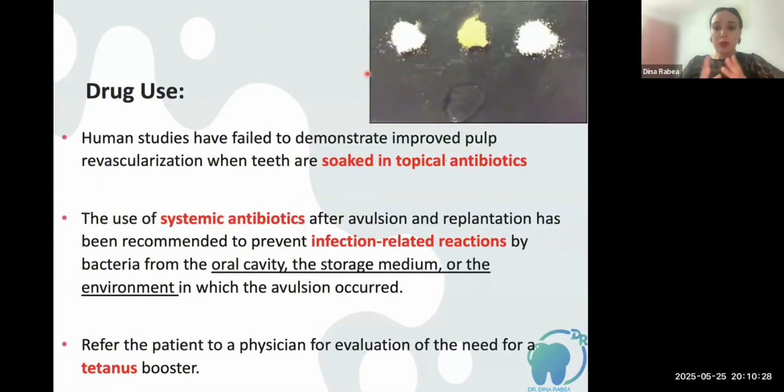Of course, the storage media won't be sterile. So upon the clinical expertise, if you need to use a systemic antibiotic after avulsions, do. According to the guidelines, it's safe to do. And of course, again, refer the patient for the tetanus booster evaluation in case avulsion happens in a dirty environment or an open environment.